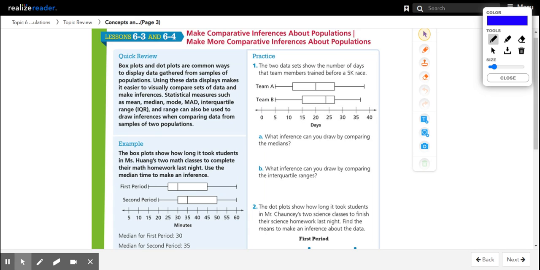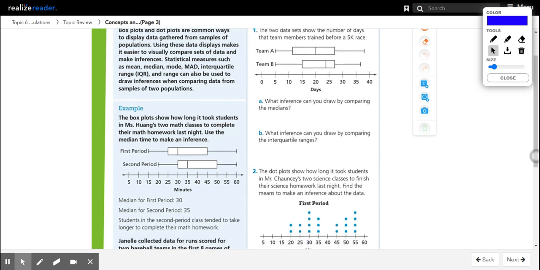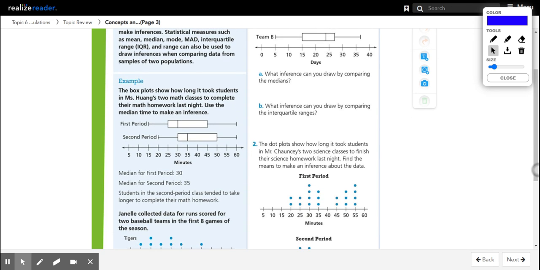Statistical measures such as mean, median, mode, MAD, interquartile range, which is IQR, and range can be used to draw inferences about comparing populations. I'm going to look at the example that's dealing with the box plots first.